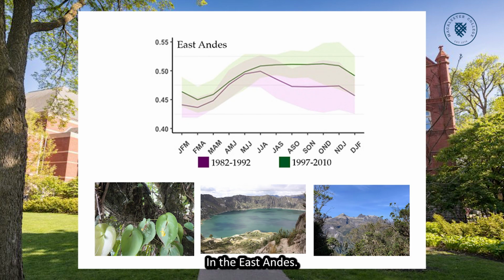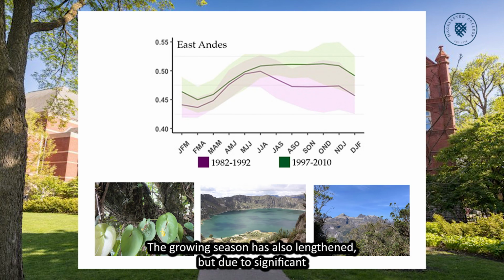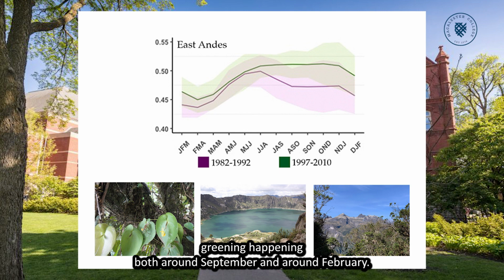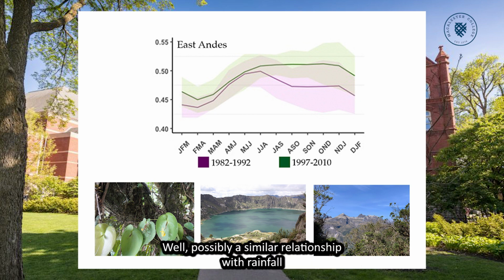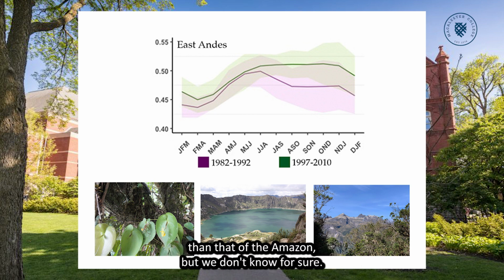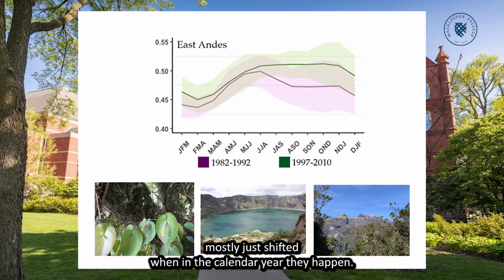In the East Andes, the growing season has also lengthened, but due to significant greening happening both around September and around February. Why the 2 different trends of greening? Well, possibly a similar relationship with rainfall as that of the Amazon, but we don't know for sure. Still, the maximum NDVI values in the region haven't increased much. They've mostly just shifted when in the calendar year they happen.